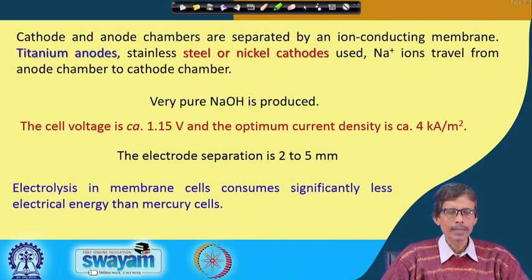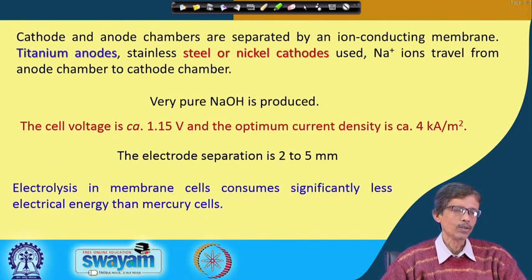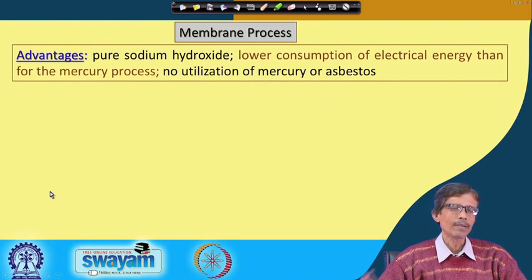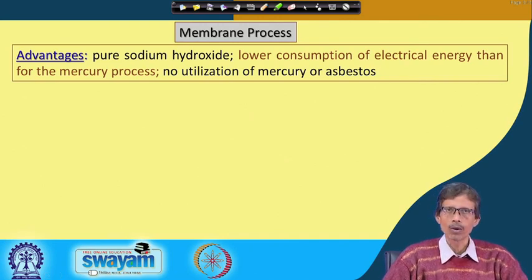Electrolysis in a membrane cell consumes significantly less electrical energy than the mercury cell. That is the major advantage as we move from one technique to another. We are discussing 3 different techniques elaborately, and this technique has a great advantage because the cost of production should be less if you are using less electrical energy compared to the first technique. So, this membrane process has some advantages. For the last technique, we are not making all comparisons, that is, first with second, second with third and third with first.